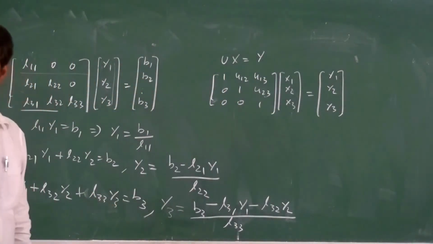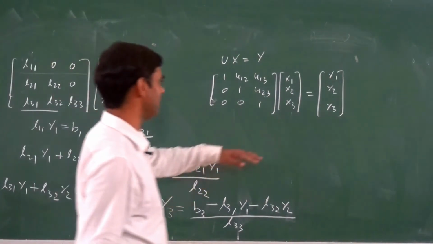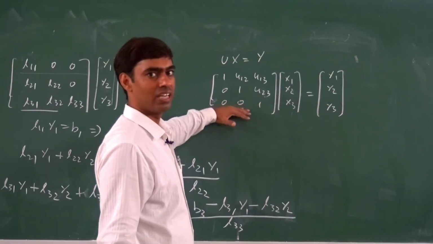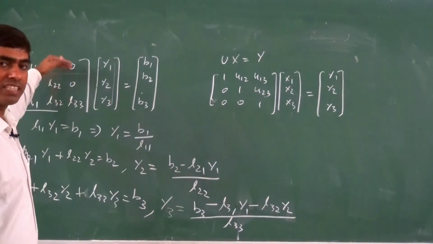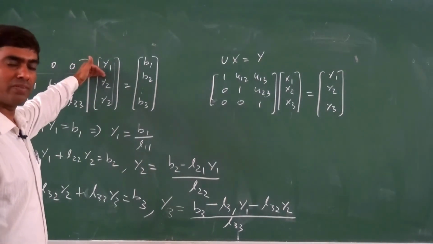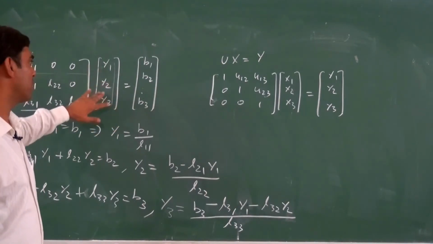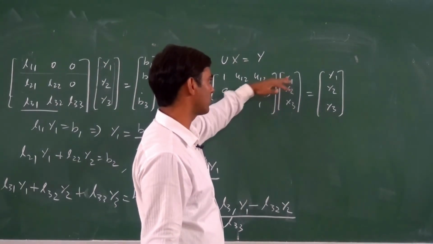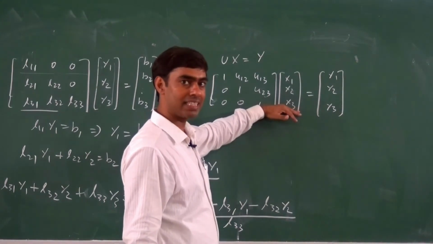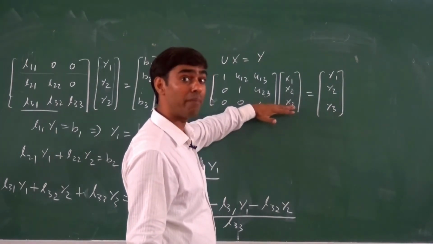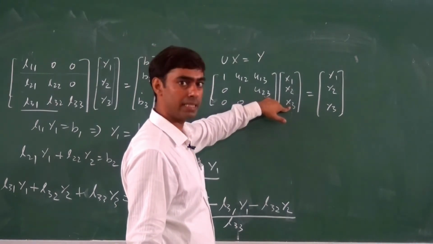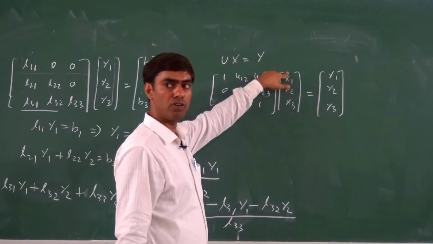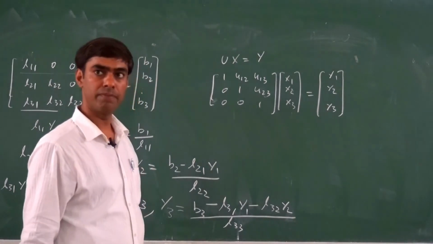Now we have the values of Y1, Y2 and Y3. Then by back substitution, we start from the last row. To find the value for Y, we started from the first row, found Y1, then by using Y1 we found Y2. But here we first multiply by the last row and find X3. Due to this reason it is called back substitution. First we find the value of X3, then to find X2 we use the value of X3, and to find X1 we use the values of X2 and X3.